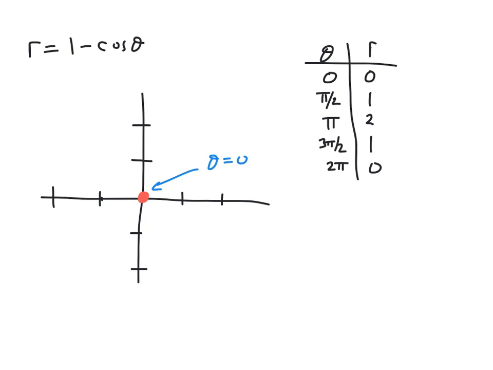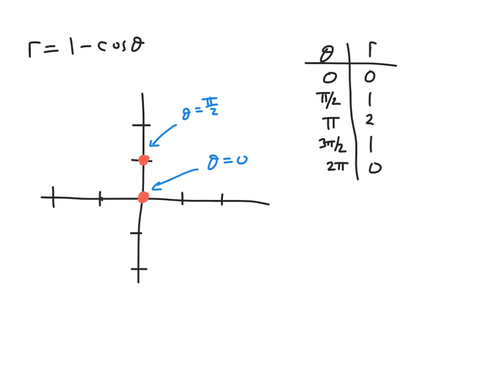When we go to pi over 2, we're going to be looking up the positive y-axis, and the r value here is 1, which means this point is 1 unit along that line. Right? So we have this point up here. So this is corresponding to theta equals pi over 2.